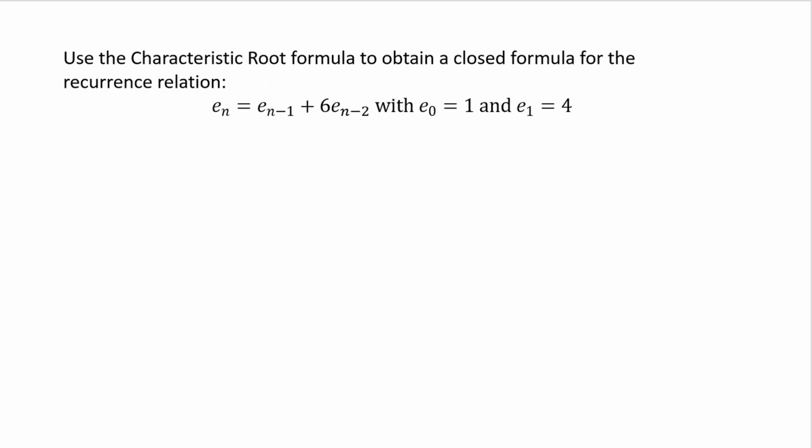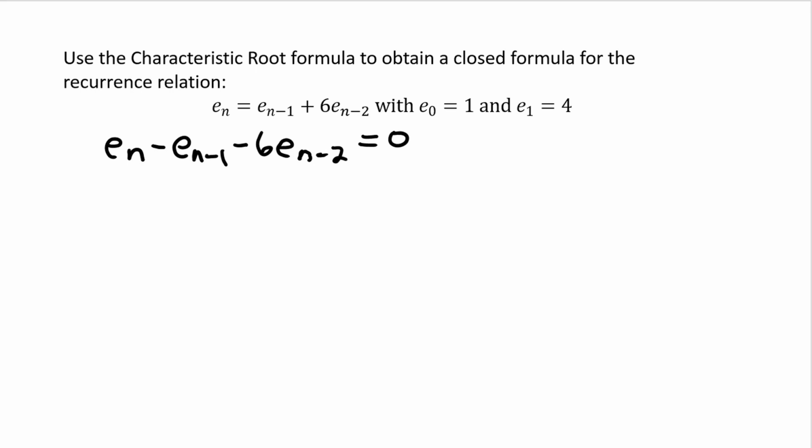Use the characteristic root formula to obtain a closed formula for the recurrence relation. E sub n equals E sub n minus 1 plus 6 times e sub n minus 2 with e0 equals 1 and e sub 1 equals 4. We will set this up using the characteristic root formula technique. And so to do that, let's set this equal to 0. You get e sub n minus e sub n minus 1 minus 6e sub n minus 2 equals 0.